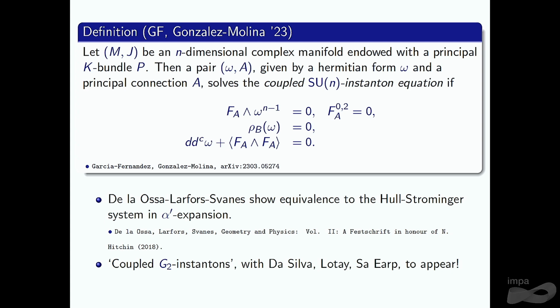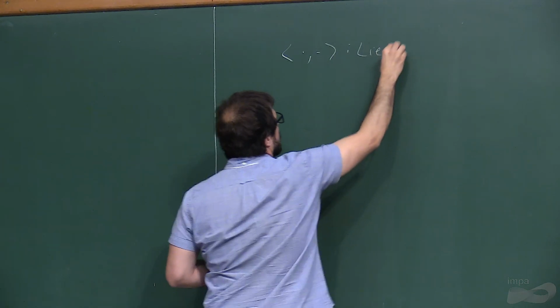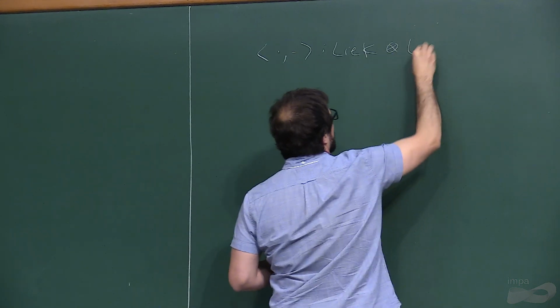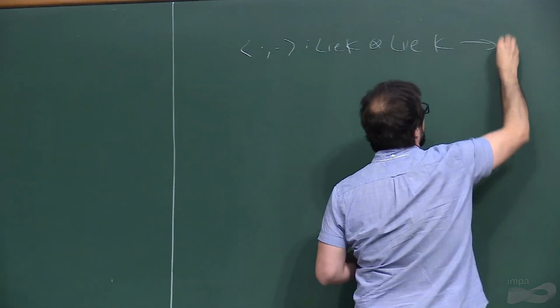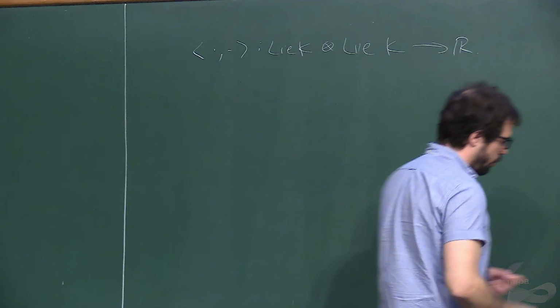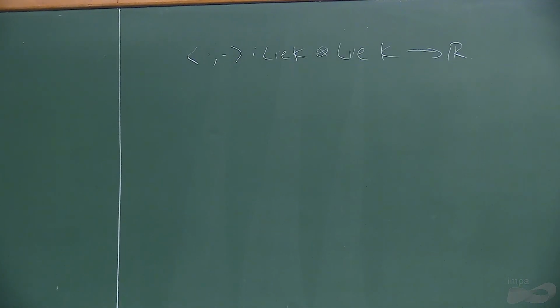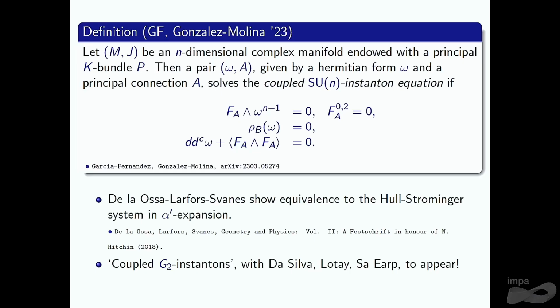So we're going to have an invariant pairing in the Lie algebra of the group. And then I'm going to say that a Hermitian metric, a Hermitian form on this manifold, and a principal connection on the bundle solves the coupled SU(N) instanton equation if the following equations are satisfied.